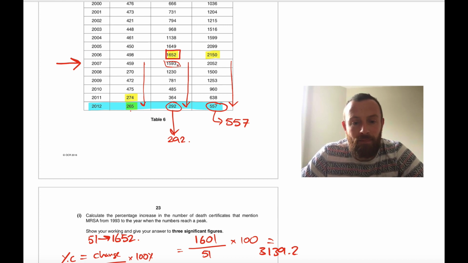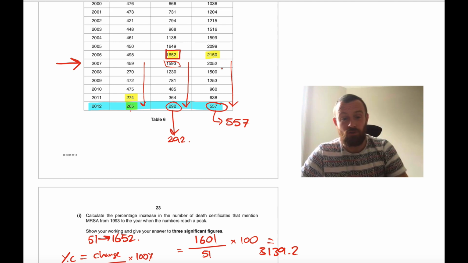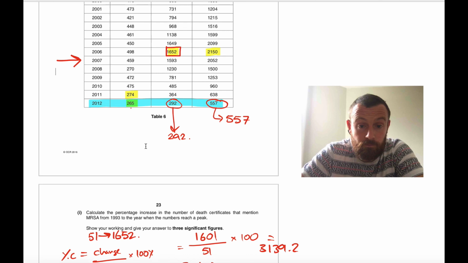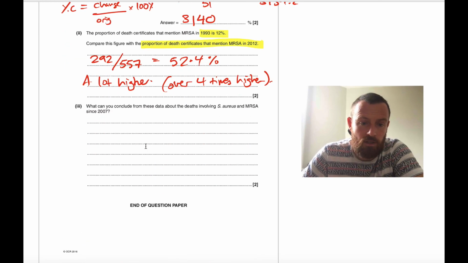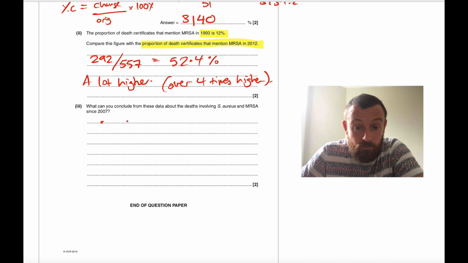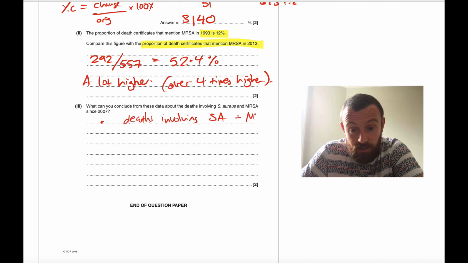roughly-ish. And that has gone down by a factor of 5 times or something. Yeah, that's about 5. Gone down about 5 times, and that's gone down about, reduced to about a quarter of its original value. So, all right. So the 2 things I would say. Deaths involving SA plus MRSA, both decreased.